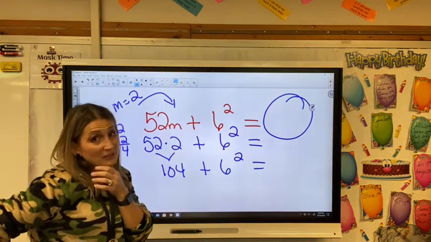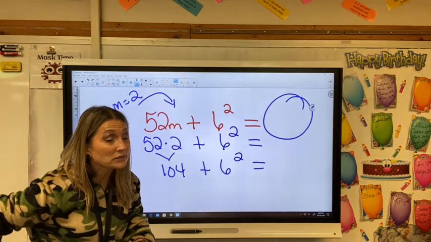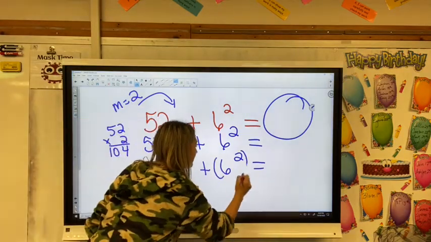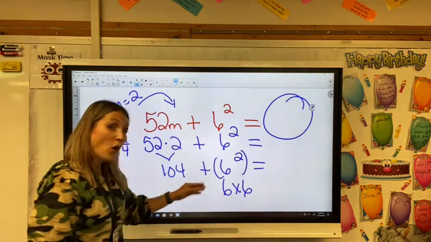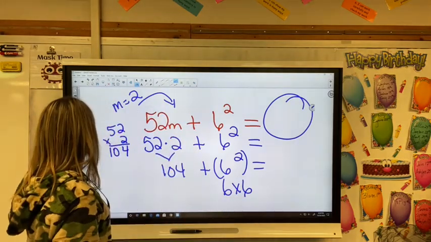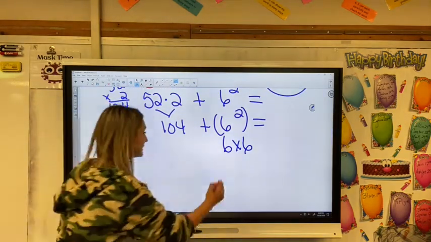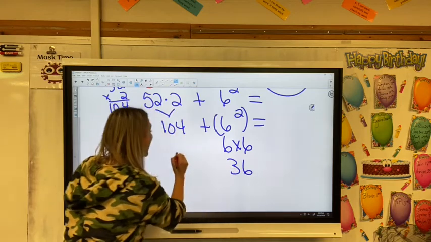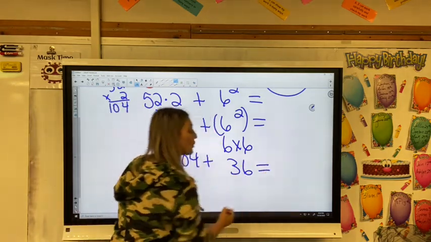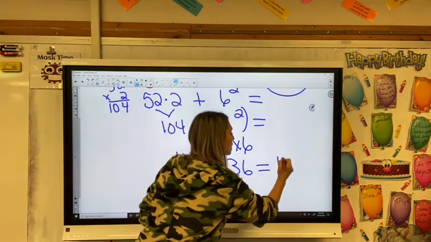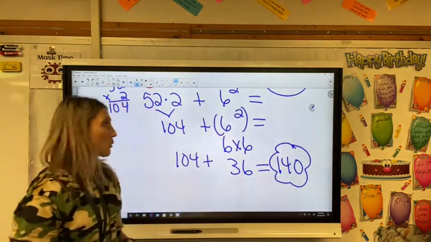Well, sixth graders, 6 squared doesn't mean adding zeros. It means 6 times 6. And hopefully you know 6 times 6 is 36. So now I have 104 plus 36, which must mean my answer is 140. And that is what we're working on, sixth graders.